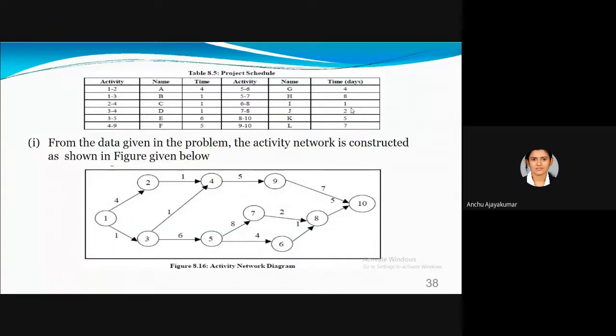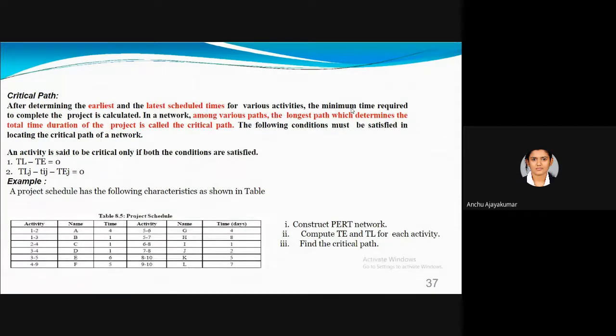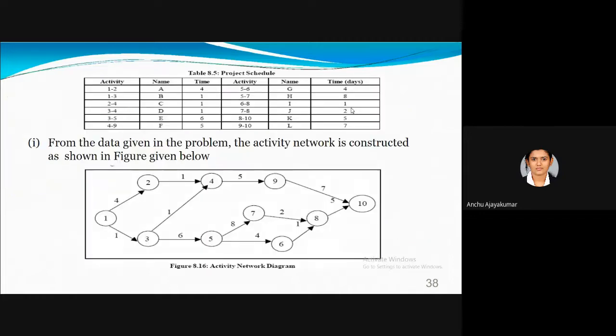So here you have a problem of critical path. I am giving you a problem. From the management side, you can expect 2-mark problems. A project schedule has the following characteristics shown in the table, giving the activity name and duration. You are asked to construct a network, calculate TE and TL, the earliest time and latest time of each activity, and find the critical path. This is your task.